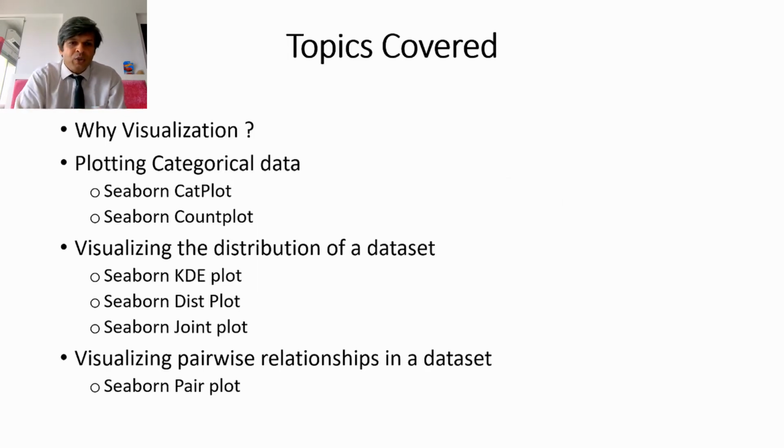So in today's session, the topics we'll be covering start with why visualization. Then we'll try to plot the categorical data. Here we'll be using the Seaborn library. We'll use Seaborn cat plot, count plot, and then we'll try to visualize the distribution of a data set. This will be done using Seaborn KDE plot, dis plot, joint plot, and also we'll try to visualize pairwise relationships in a data set across various combinations of features within the dataset, to see how the pairs are related to each other. That is, we'll plot using Seaborn pair plot. So let's start this session.